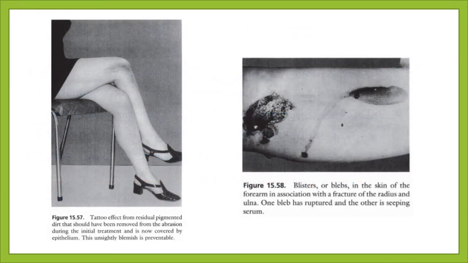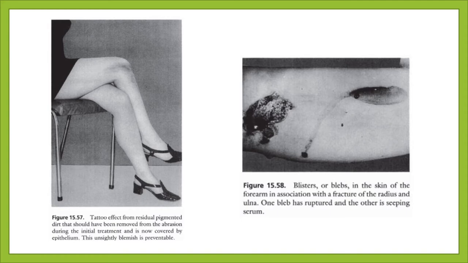Figure 15.57, tattoo effect from residual pigmented dirt that should have been removed from the abrasion during the initial treatment and is not covered by epithelium. This unsightly blemish is preventable. Figure 15.58, blisters or blebs in the skin of the forearm in association with a fracture of the radius and ulna. One bleb has ruptured and the other is seeping serum.